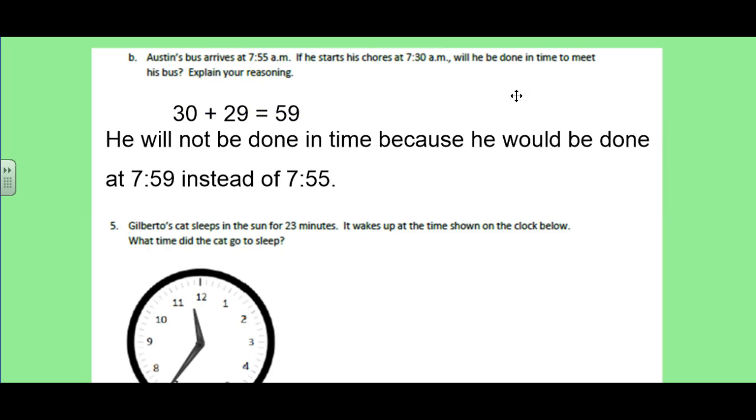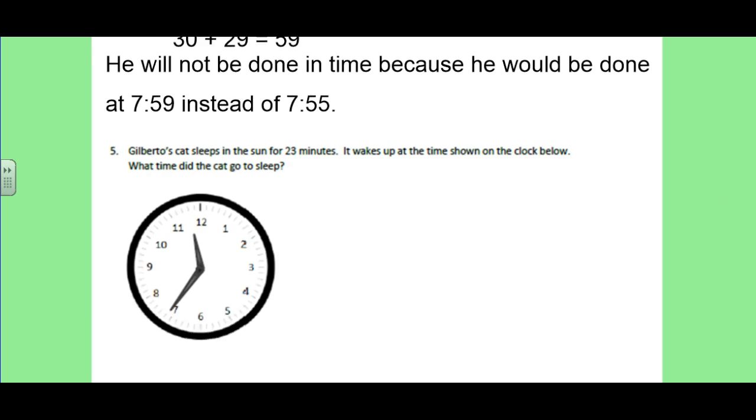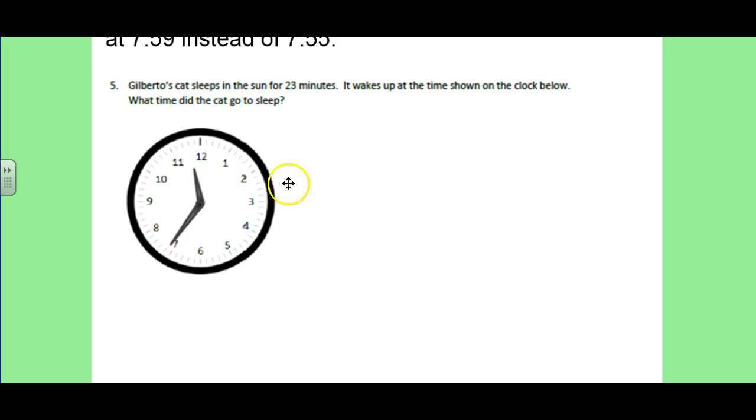Okay, so now we're ready to move on to number 5. This says Gilberto's cat sleeps in the sun for 23 minutes. It wakes up at the time shown on the clock below. What time did the cat go to sleep?